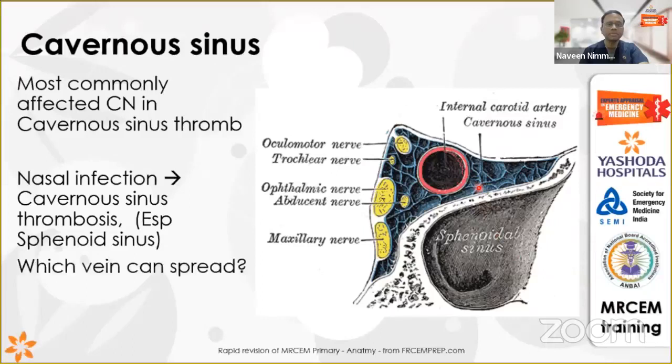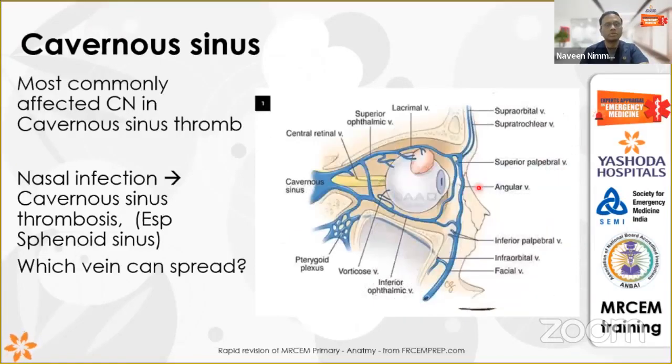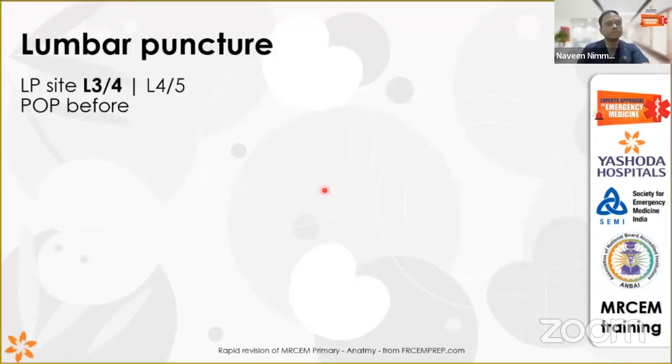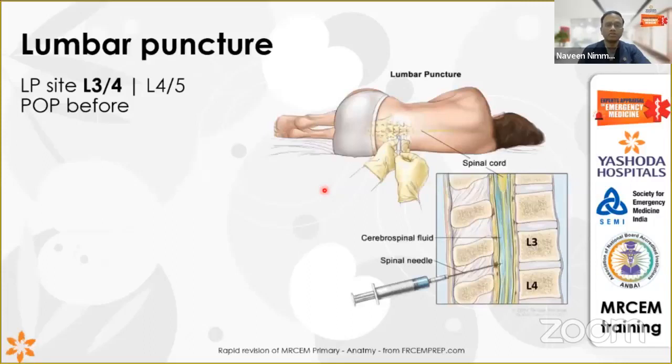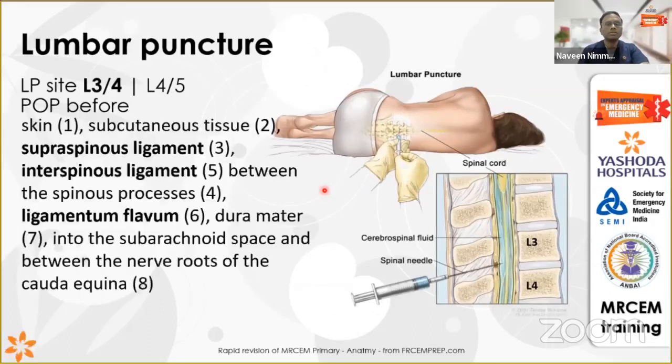So for lumbar puncture, the site can be either L3, L4 or L4, L5. If both are given, choose L3, L4. One more question related to lumbar puncture: sometimes they will ask about a pop sound, the final pop felt before we enter the CSF. That means they are asking about the final resistance you face, which is the dura mater. So if they say the final one, you can answer dura mater. Otherwise, every time you go through a ligament, that's one of the resistance points. If they say immediately before entering the CSF space, that's the dura mater.